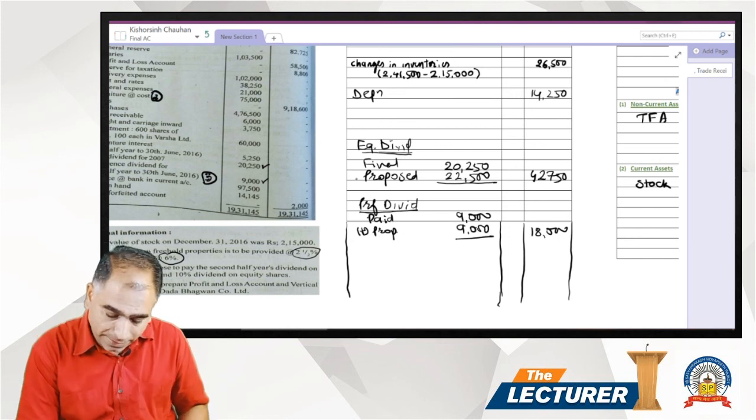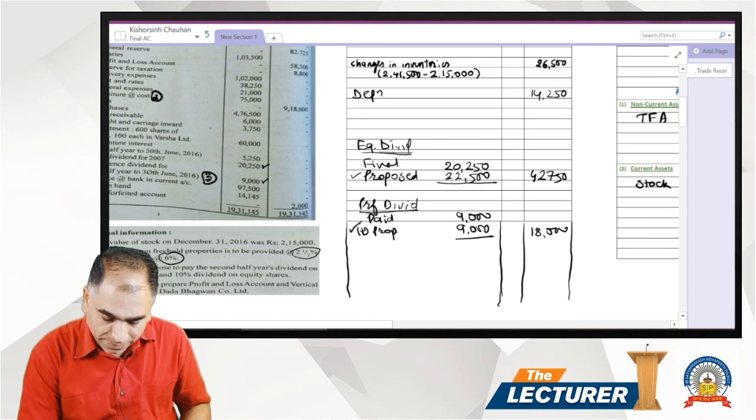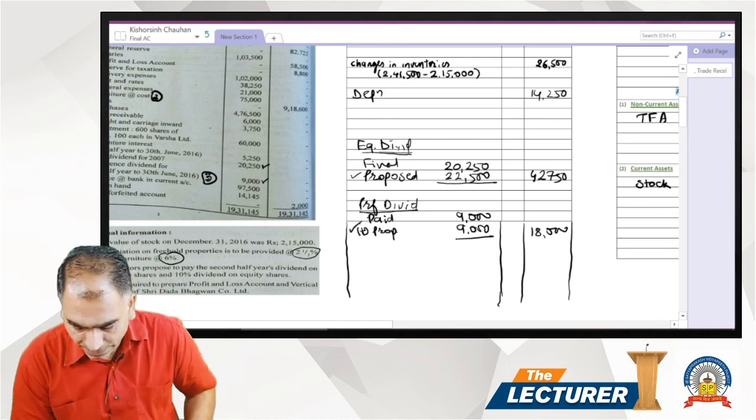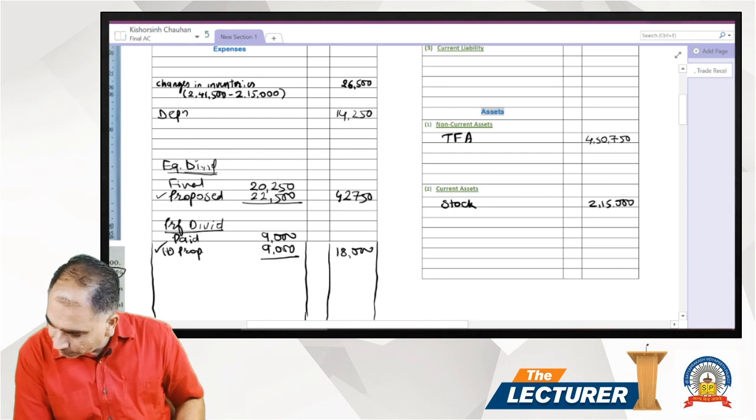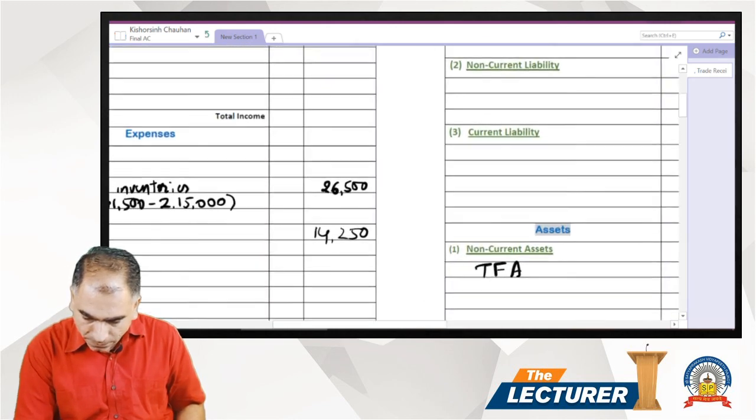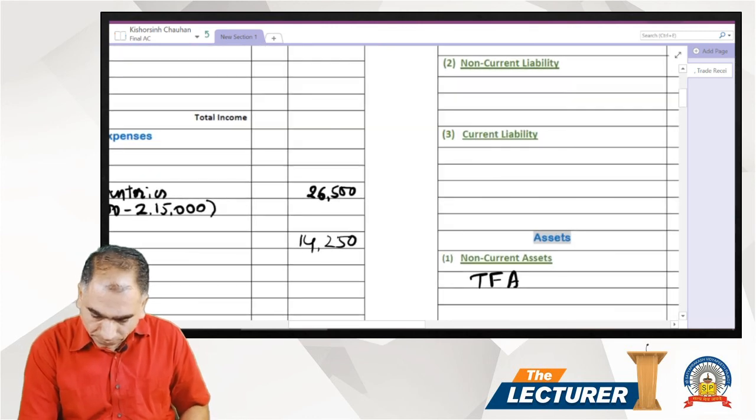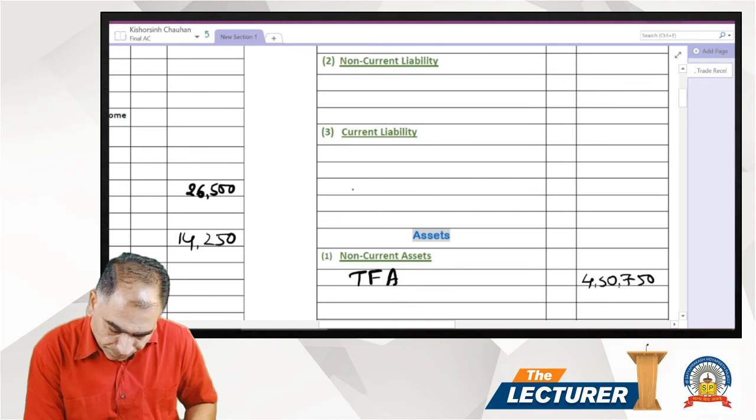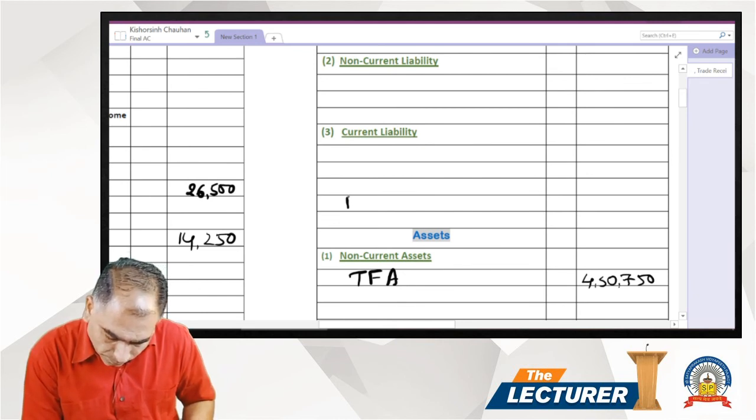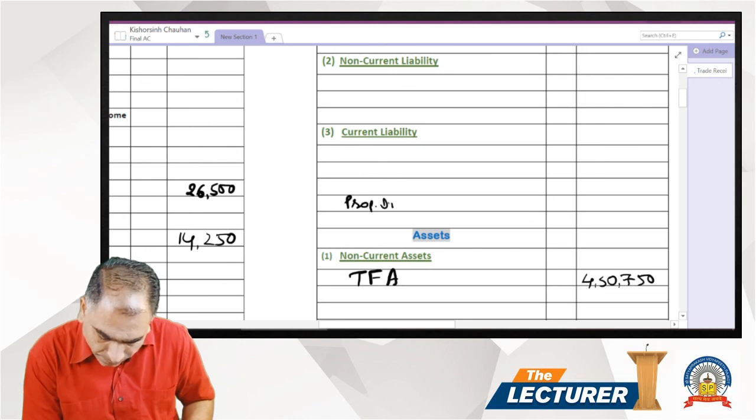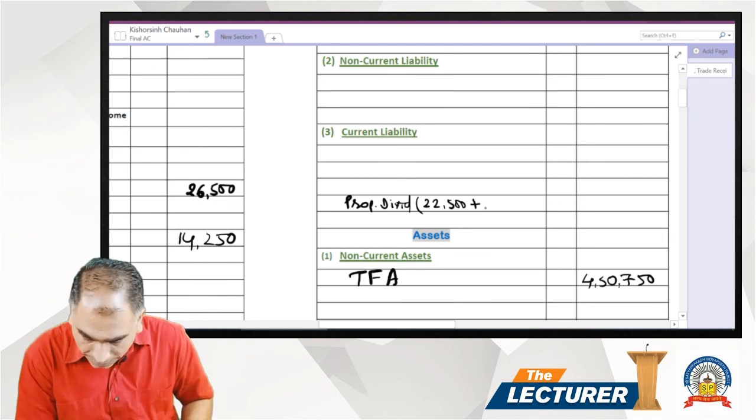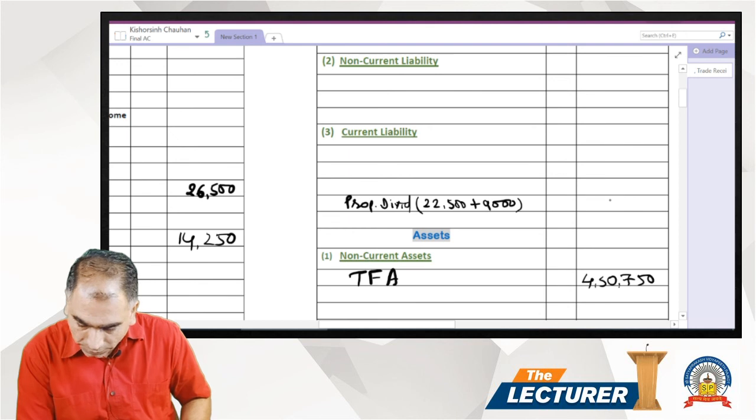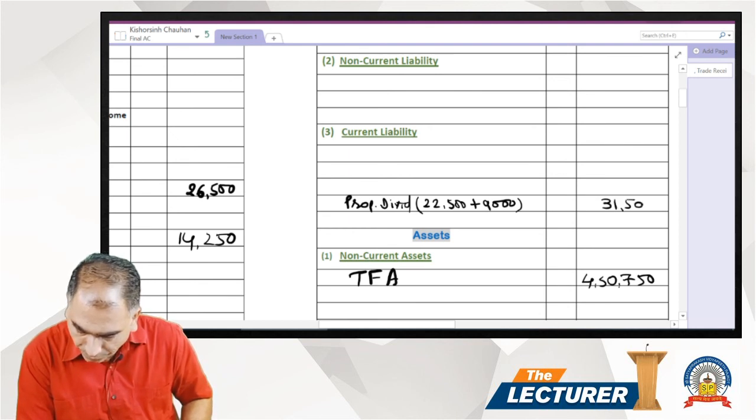હવે આ જે બે ડિવિડન્ડ છે ઇક્વિટી અને પ્રેફરન્સ બેને જે પ્રપોઝ ડિવિડન્ડ છે એની બે ઇમ્પેક્ટ થાય પ્રોફિટમાંથી પણ માઇનસ થાય એન્ડ ઇટ ગોઝ ટુ બેલેન્સ શીટમાં લાયબિલિટી સાઇડ આવશે. તો લાયબિલિટી સાઇડ વી હેવ ઇન ધ કરંટ લાયબિલિટી વી હેવ proposed dividend that is 22,500 plus 9,000, that would be 31,500.